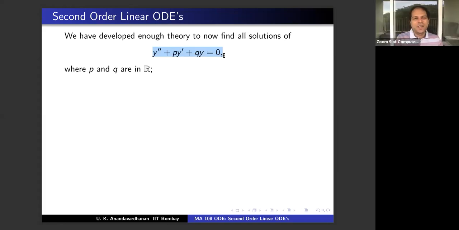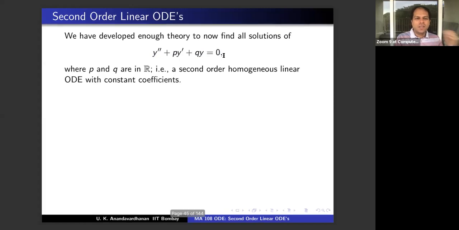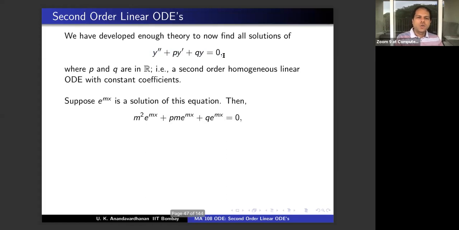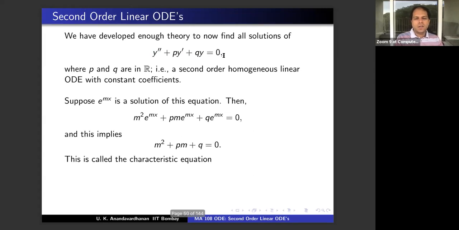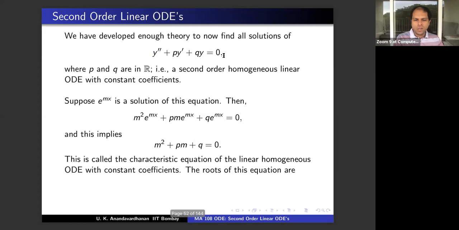You know this, okay? So a second order homogeneous ODE with constant coefficients. Suppose e power mx, I'm calling m instead of lambda, is a solution. So you got m square e power mx plus pm e power mx plus q e power mx is 0. E power mx is never vanishing. You can cancel it. So you got a quadratic, and this is called the characteristic equation, or sometimes the auxiliary equation of the linear homogeneous ODE with constant coefficients. Solve this. What are the roots? Minus p plus or minus root of p square minus 4q by 2.